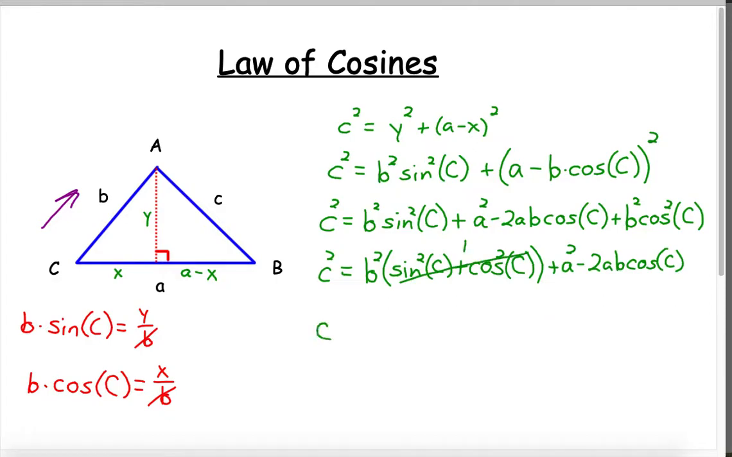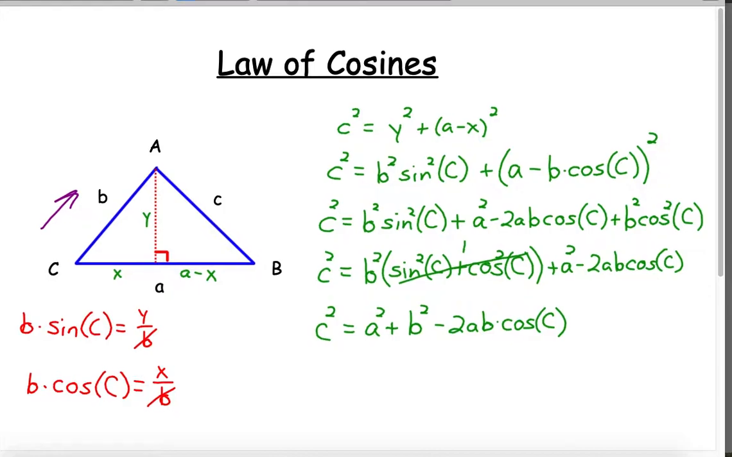And so my final equation here is going to be c squared. I'll just switch the order. I'll write it as a squared plus b squared. You could do b squared plus a squared. And then minus 2 times a times b, let me put a multiplication in there, times the cosine of angle C.